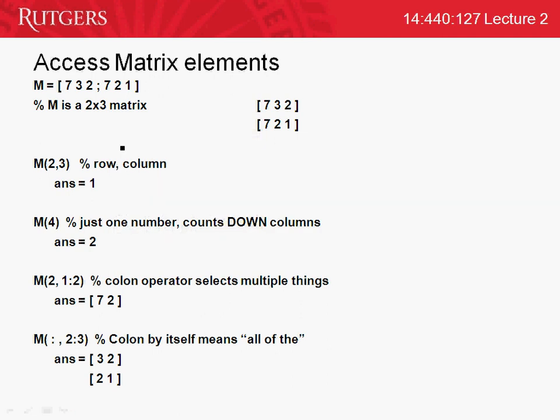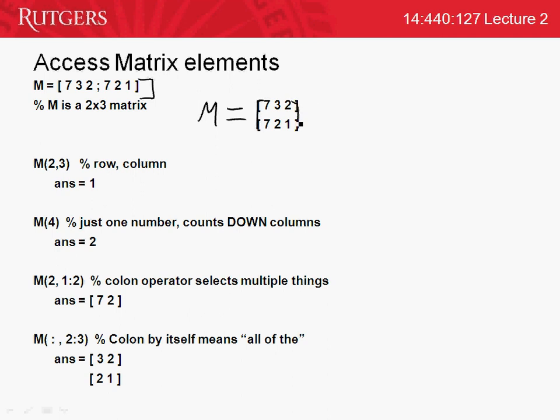Right, so now we're going to look at how to access the elements of a matrix. Right, so here we're going to use M equals 7 3 2, semicolon, 7 2 1 as our example matrix. It's a 2 by 3 matrix, 2 rows, 3 columns, as follows. And this is all just one matrix.